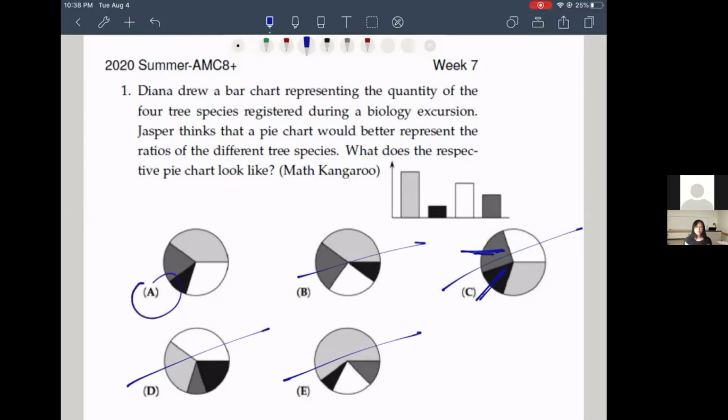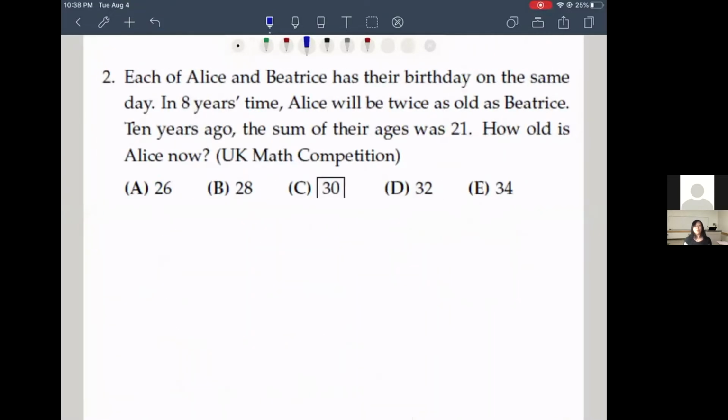Okay. Let's move on to question 2. Question 2, we have 2 people, A and B. Each of them has their birthday on the same day. In 8 years' time, A will be twice as old as B. 10 years ago, the sum of their ages was 21. How old is A now?